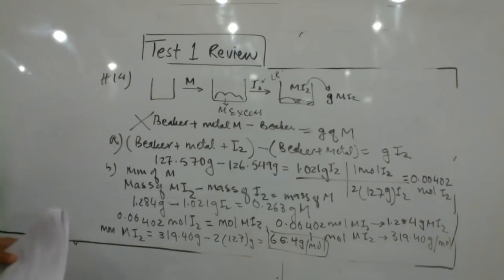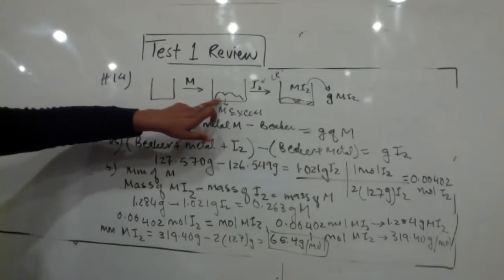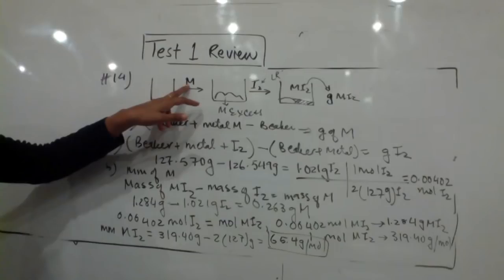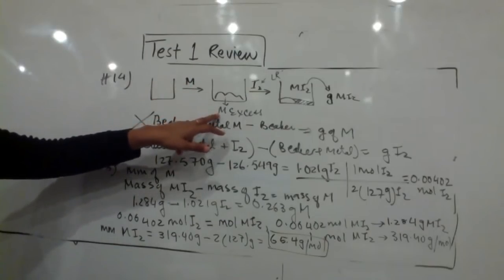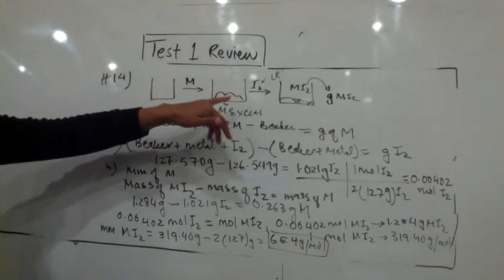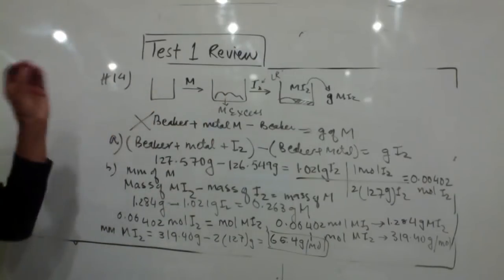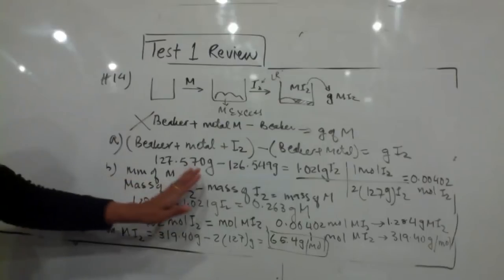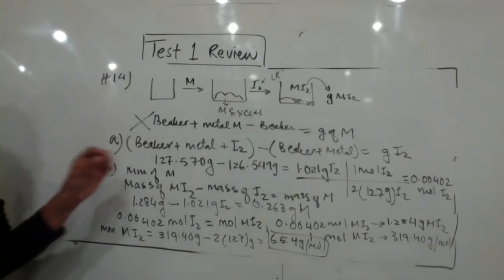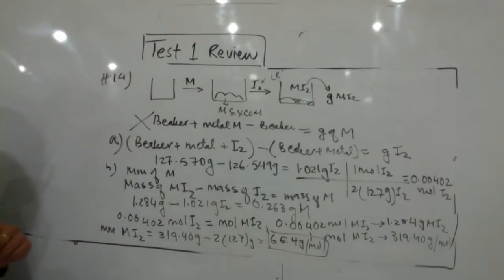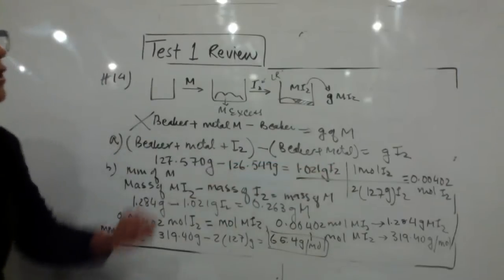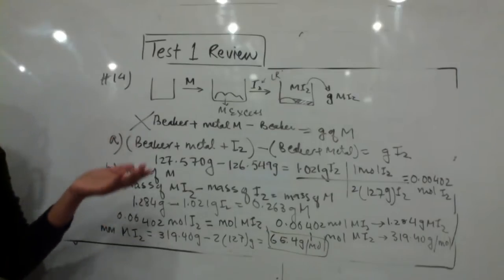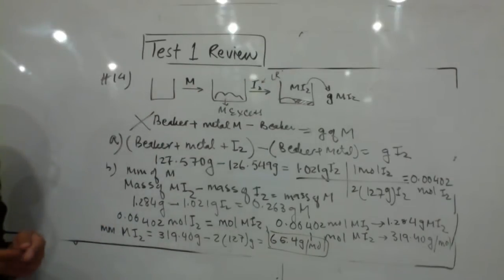And the reason we cannot use the second minus first reading for the mass of M is because there is unreacted M. They said all of the iodine was gone, but M was remaining. So we need to figure out the mass of M by subtracting the mass of I2 from the mass of MI2. That will tell us how much mass of M reacted. And because we knew the moles of I2, we can figure out the molar mass of MI2, because we know that will be the same moles of MI2.